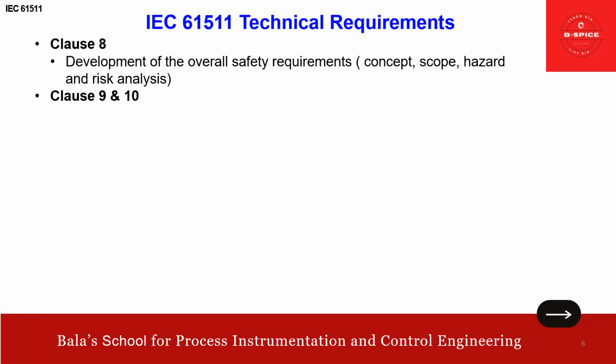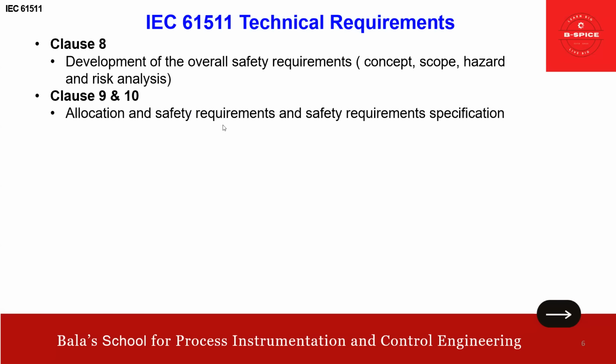Friends, again, this is an overview. Clause 8 focuses on the development of overall safety requirements: concept, scope, hazard, and risk analysis. Then clause 9 and 10 focus on allocation and safety requirement specification. In fact, we are going to have one more session on safety requirement specification, what all the contents are, the look and feel. Don't worry, just get to know. Clause 9 and 10 focus on allocation and safety requirements specification.